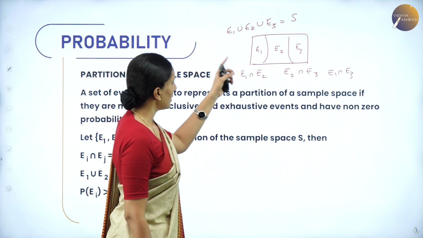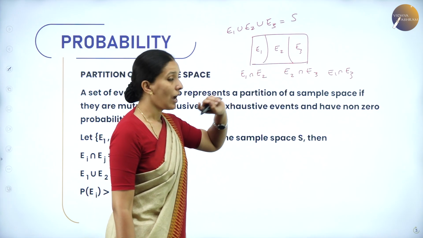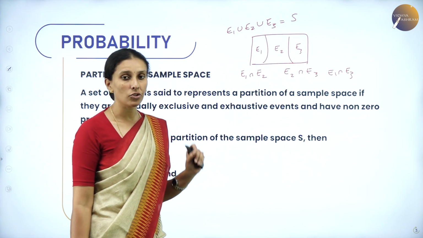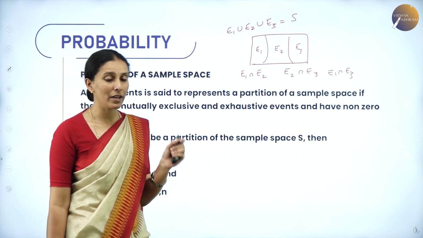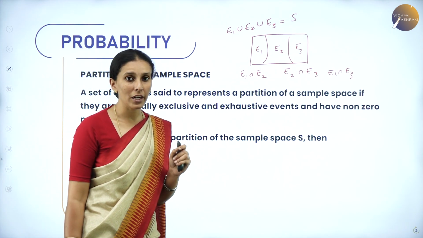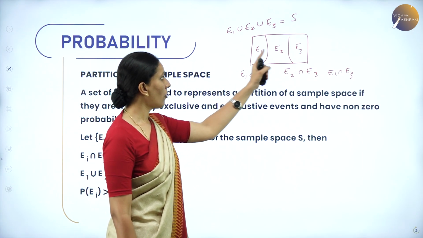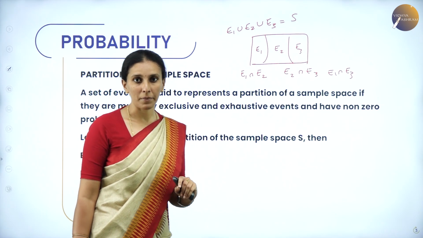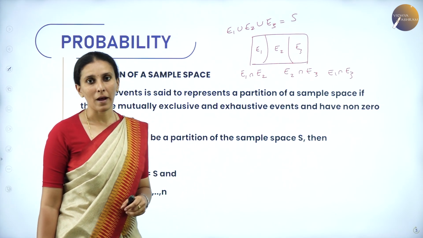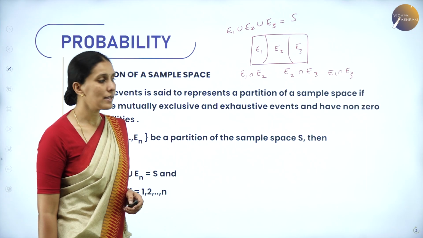So the events E1, E2, E3 are said to be the events under the partition of a sample space if they are pairwise disjoint. That is, if they are mutually exclusive and exhaustive events. Exhaustive means the union of all the events should be equal to the sample space, and the value of their probability should always be greater than 0.